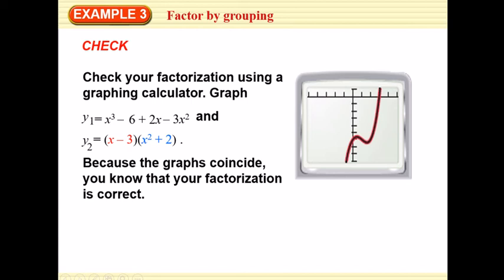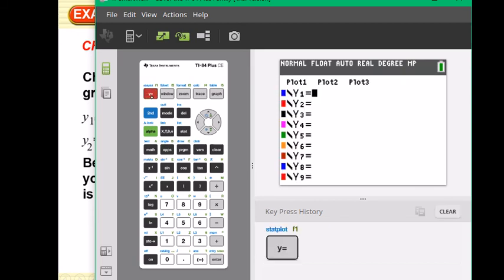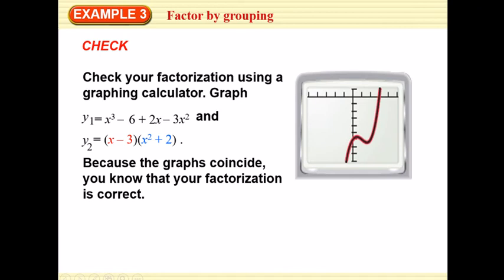You can check your factorization using a graphing calculator. If you're lucky to have a graphing calculator, you're going to want to go to the upper left y equals button, and then you can type in these equations. Type in your original equation and then your factored equation, and you should get the exact same graph. If you do not, then you have not factored it properly.